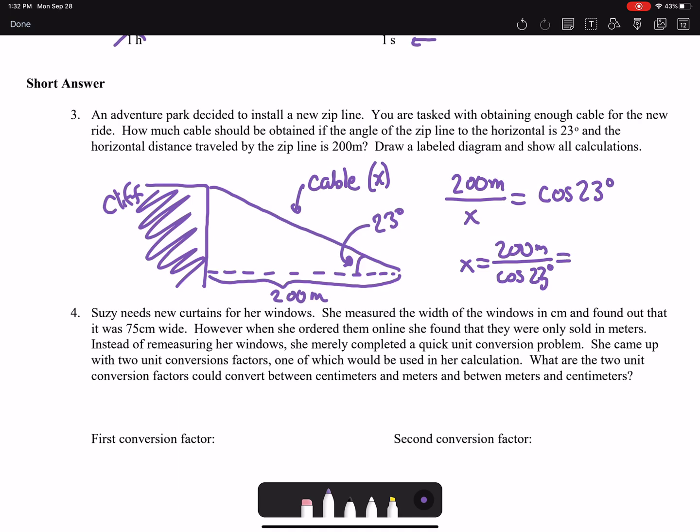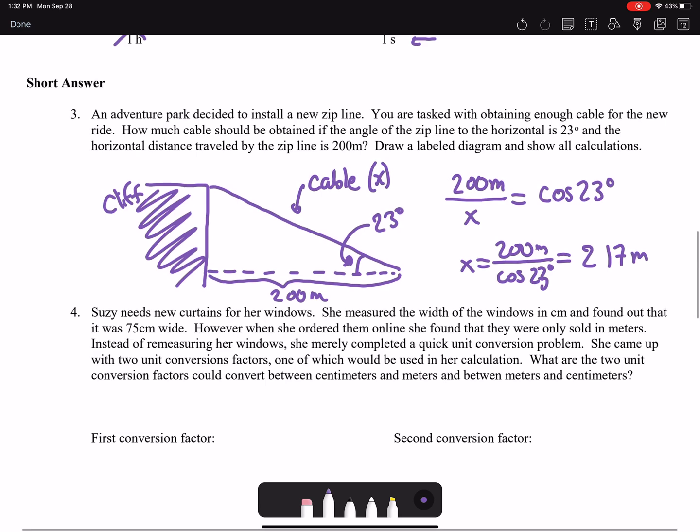So let me get my calculator here. 200 divided by the cosine of 23 gives us 217 meters. Now I didn't pay attention to significant figures here. I mean, 200 would be one significant figure, but I'll put a dot there to say that it's 3, because if we don't, we'll just round to 200 again. And the angle has two significant figures in it, so we'll say that for significant figures it's 220 meters. It makes sense that it's a little longer than the horizontal, because it's coming down at that angle.